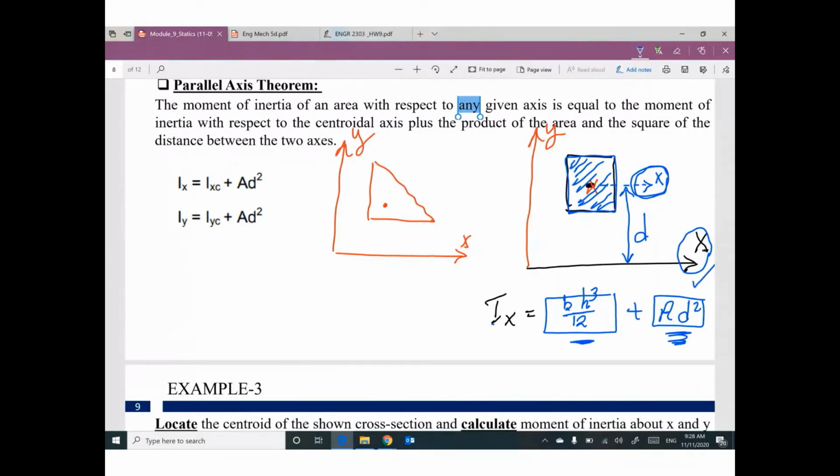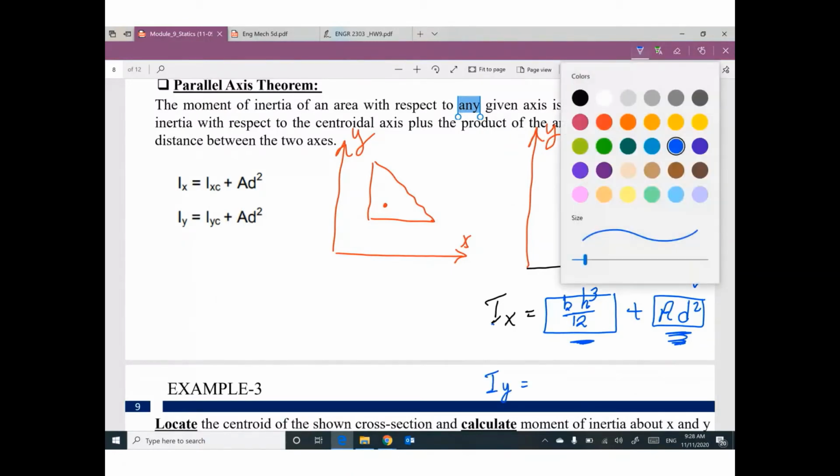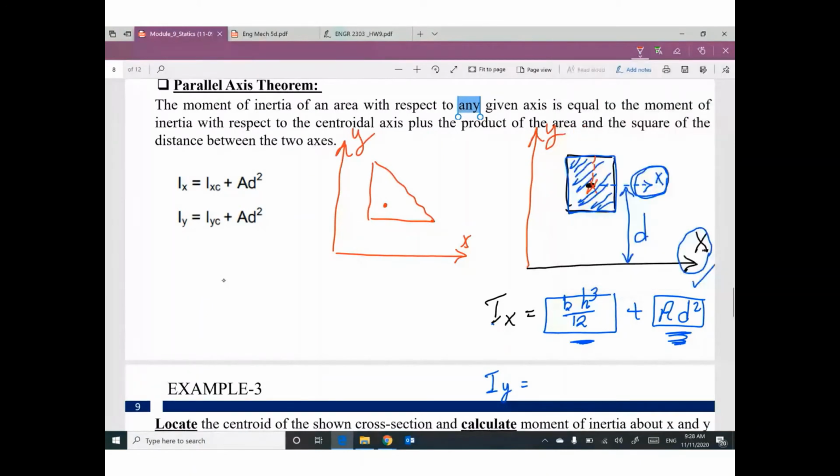If I'm looking for Iy, I will assume the y-axis is here. Just an assumption. So we have h times b cubed over 12, parallel times perpendicular cubed over 12. This is the first term. The second term: the correct y-axis is moved in this direction by a distance we can call x. So I need to add the area of this rectangle times x squared.